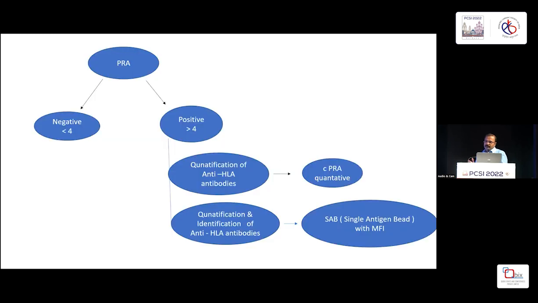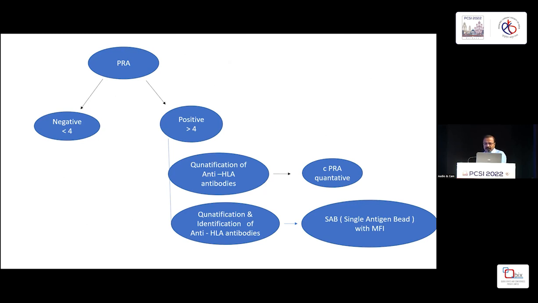So what if your PRA is positive? That means PRA is more than 4%. In this kind of scenario, we have to quantify the anti-HLA antibody, and not just quantify, we have to identify this anti-HLA antibody. For the quantification and identification, we have 2 tests. One is the CPRA, which gives us a quantitative value of the pan-reactive antibody. The other is the single antigen bead.